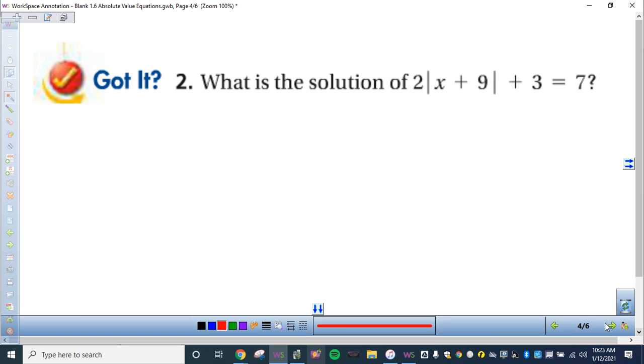Okay, try this one on your own. Remember to get the absolute value by itself first. When you're done, please put your little hand raising up. Your virtual hand raising up, that is.